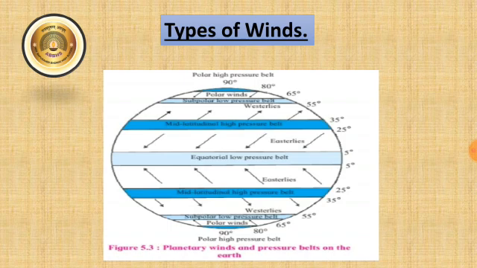Now, polar winds. Now, in both the hemispheres, the winds that blow from the polar high pressure belt between 80 degrees and 90 degrees parallels to the subpolar low pressure belt between 55 degrees and 65 degrees parallel are called the polar winds. Now, polar winds generally blow from the east to the west. So, this was all about easterlies, westerlies, and the polar winds.